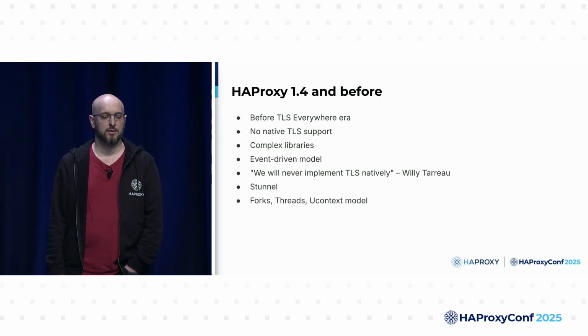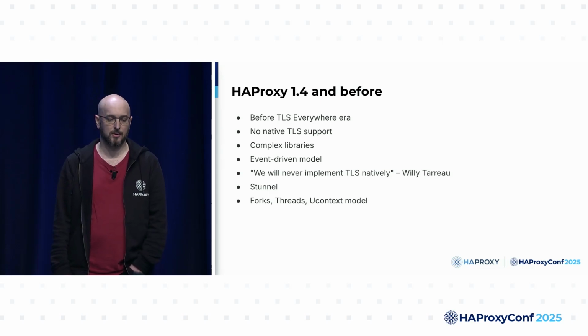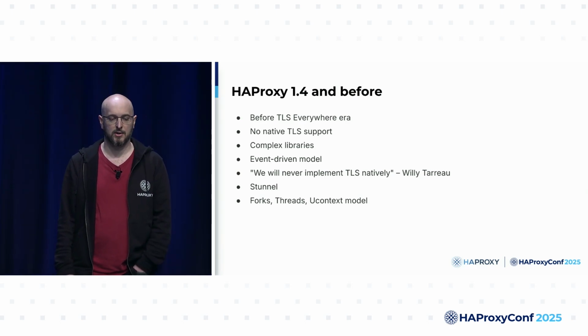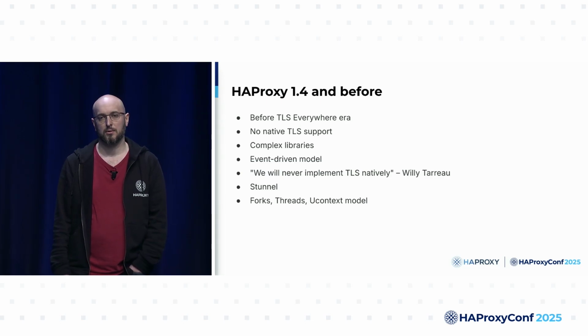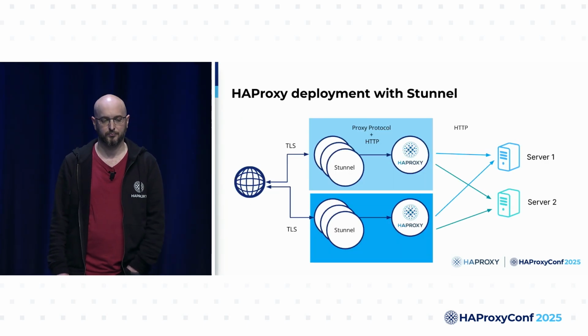But there were still users for TLS. These users were using Stunnel. So Stunnel is a well-known tunneling program. It's basically a TLS front-end that you put in front of your TCP service. It basically encrypts everything, and it was available in fork, thread, and uContext models. At the time, we were using the uContext model, which is kind of coroutines. But the architecture was really different from HAProxy.